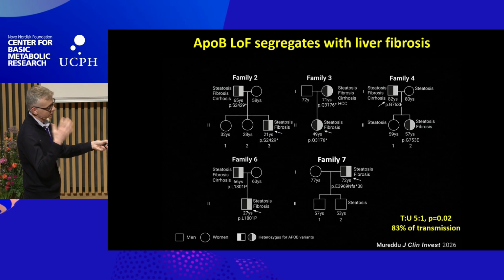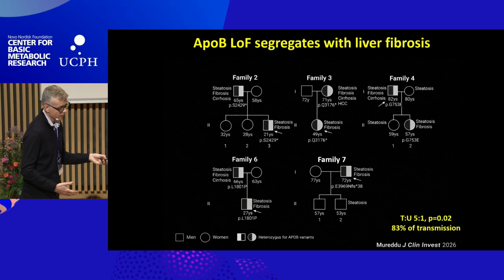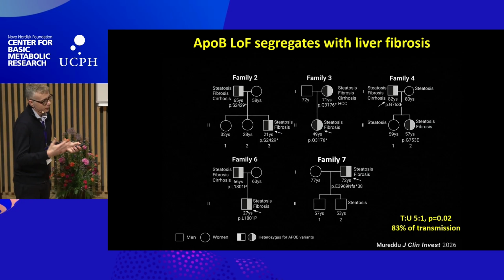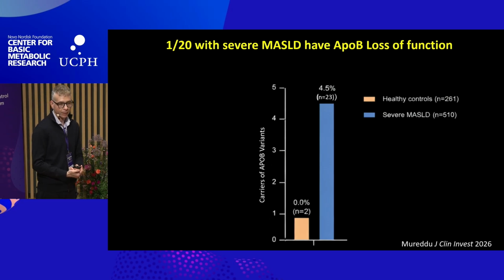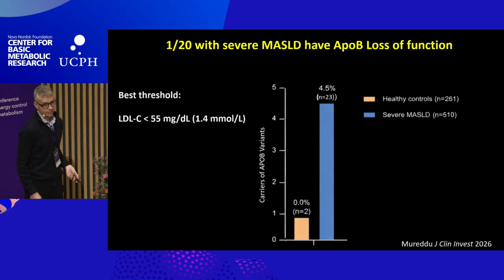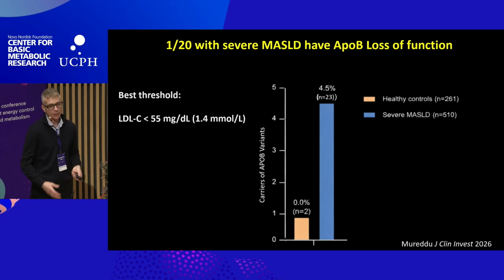We can say there is a positive transmission test indicating that, in the future, I hope this gene will be screened in the liver clinic to find people in the families, and you can prevent disease in those families. So this is just published in JCI. I just want to show you a little bit of really new data.